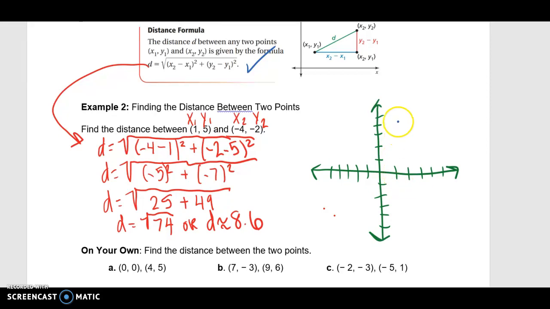Next thing I'm going to do is plot my points. My first point is 1, 5. So here's my first point, 1, 5. My second point is -4, -2. And then I'm going to make this into a triangle. So I'm going to bring this line straight down and this line over, and now we have a new point. This new point is 1, -2, and I'm going to connect it right here to create a triangle.